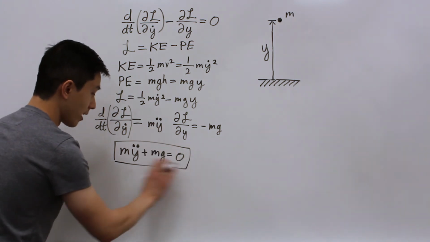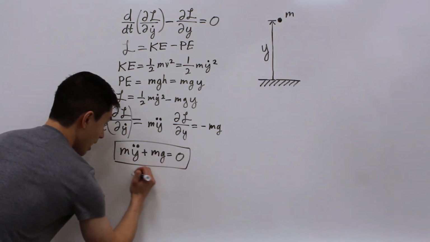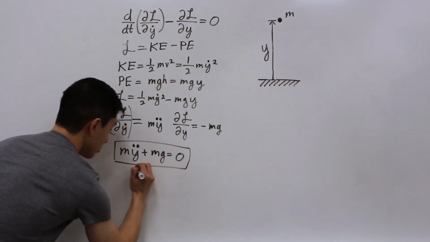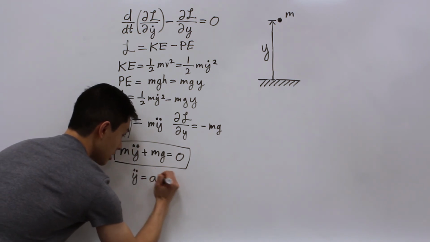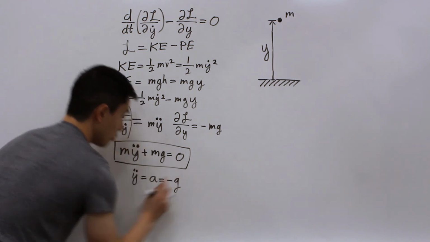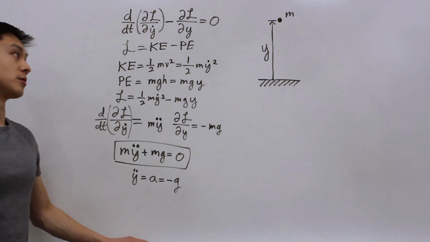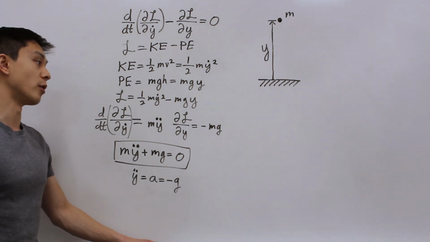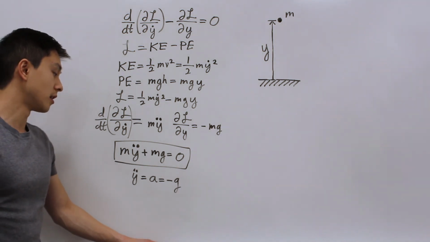You can kind of see it right now already. If you cancel out the m's and move g to the other side, we get y double dot, which is equivalent to acceleration, equals minus g, which we can integrate twice and get our other equations of motion in velocity and displacement.